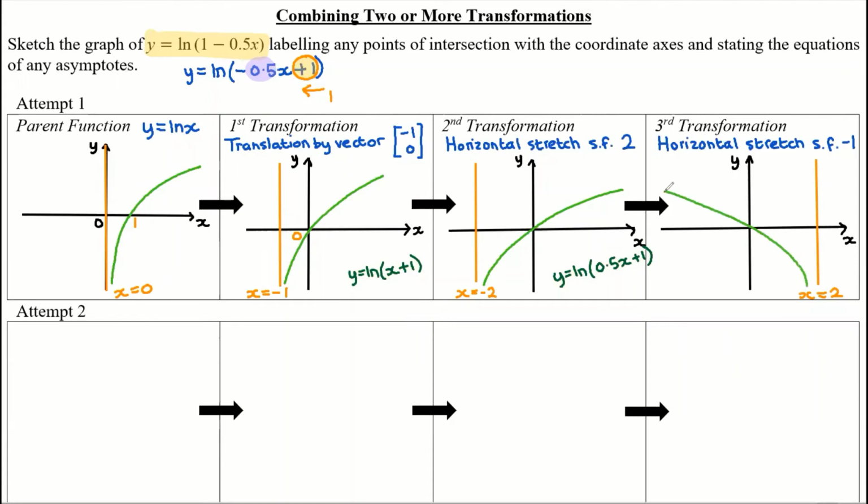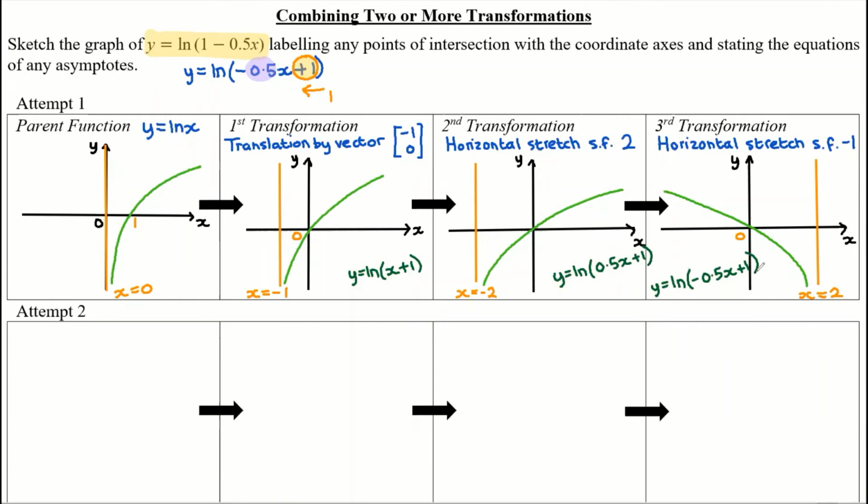It's going to be something like that. Okay. And there we go. So we'll just label that point of intersection, which is at the origin, and we'll just label the graph now. And we've got the finished product. So this is the graph of y equals the natural log of minus 0.5x plus 1 as required, or 1 minus 0.5x.